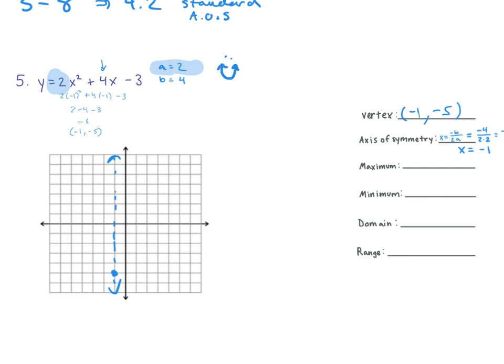So if we open up, is our vertex at the maximum or minimum? Minimum. And what's the value of our minimum? Negative 5. It's always the second number in your vertex. What's our domain? All real numbers.